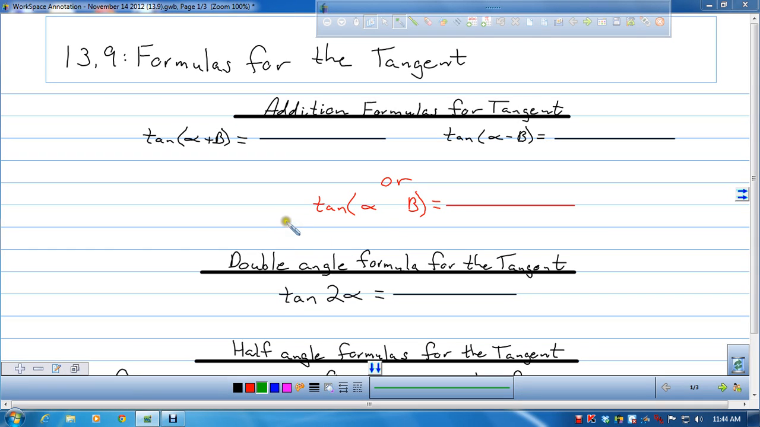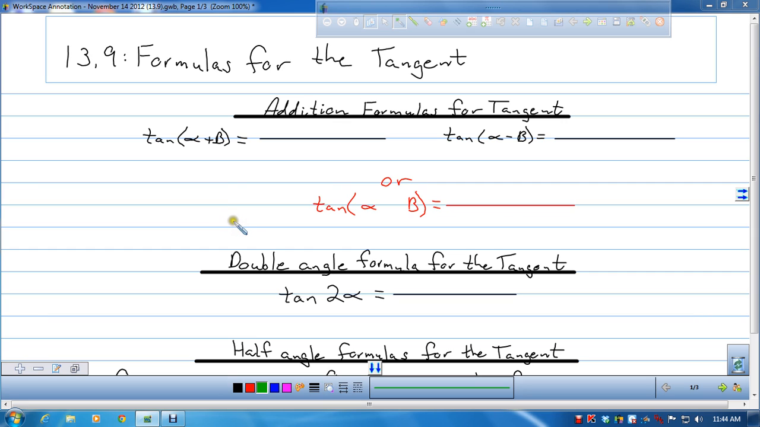Trig students, lesson 13.9 is going to be over the formulas for tangent. As you will have noticed, in 13.7 and 13.8 we went over the addition formulas, and then the double angle and half angle formulas for sine and cosine, but we never did anything for tangent. We're going to go ahead and address all of those, the addition, the double angle, and the half angle for tangent, all at the same time here.